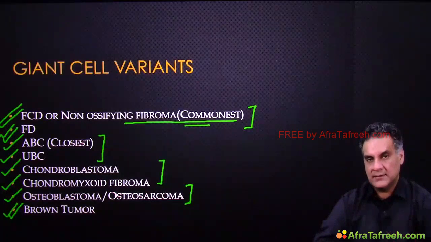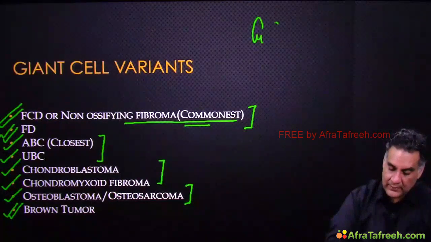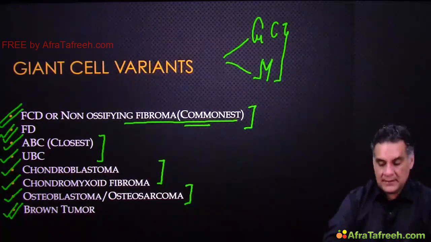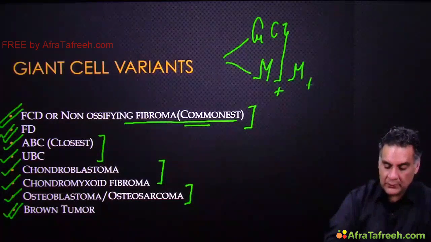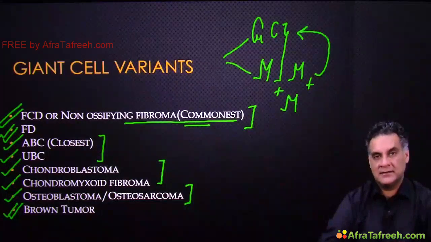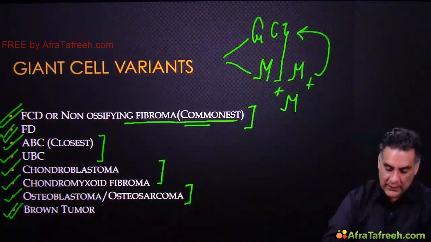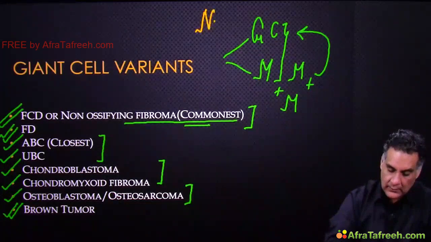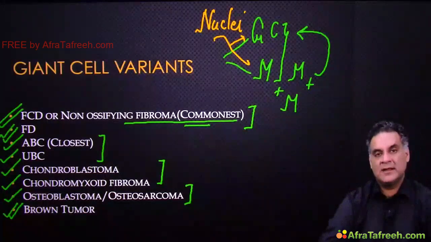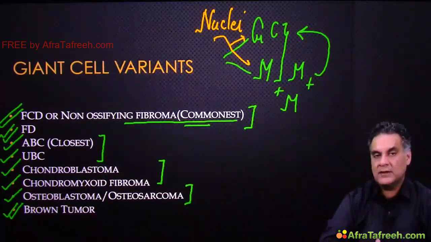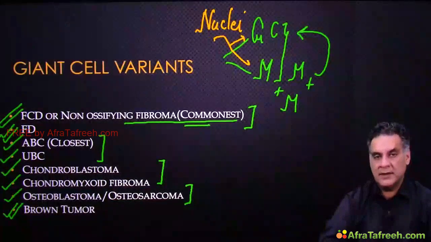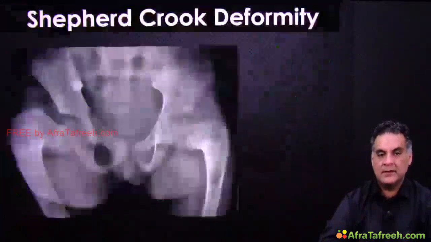Giant cell tumor will have giant cells and will have mononuclear cells. It is said that it is the fusion of multiple mononuclear cells in giant cell tumor which gives it the giant cells. So the nuclei in a giant cell and the nuclei of a mononuclear cell are identical, whereas in all other variants the nuclei of both the cells will not be identical, they will be different. Remember this.